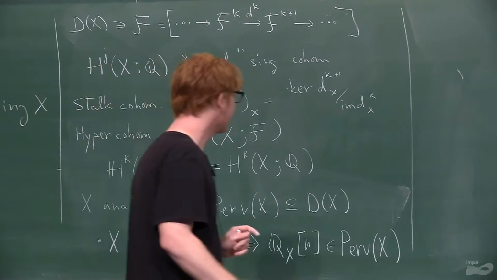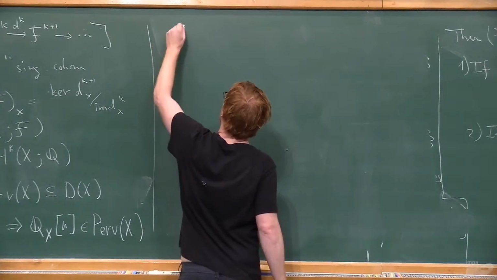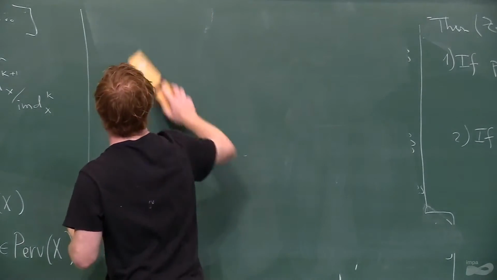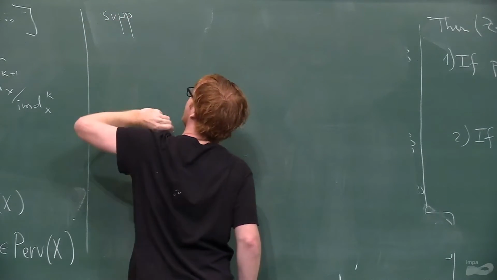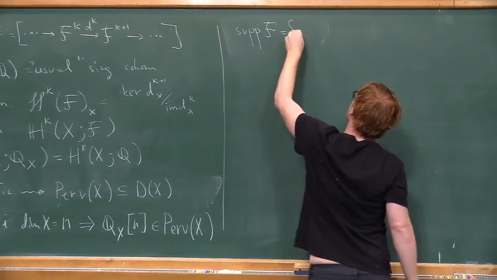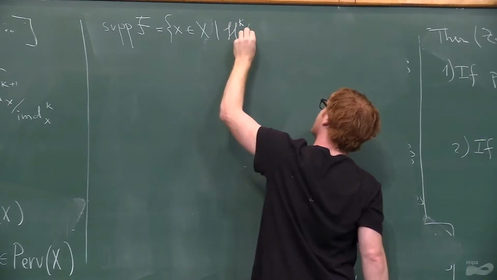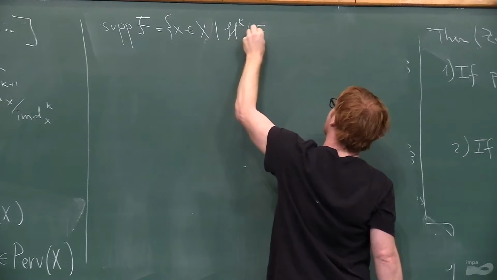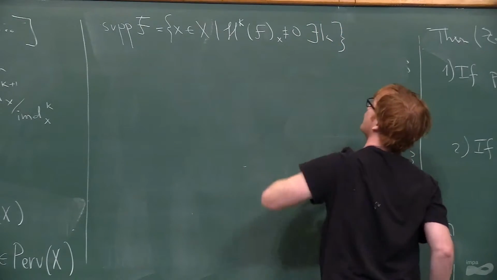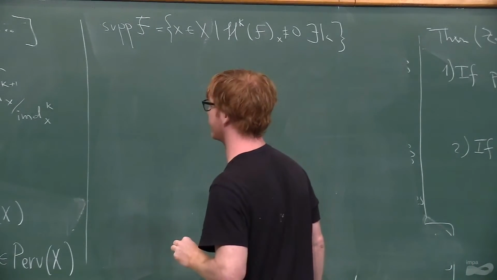Okay? And there's another thing that we are interested in, which is if F is perverse. Oh, I need to define the support, sorry. The support of a complex of sheaves in the derived category is the points in X such that whenever I compute stalk cohomology, it is different from 0 for certain K. So there's a K such that this stalk cohomology doesn't vanish. Okay? That is the support of a sheaf.